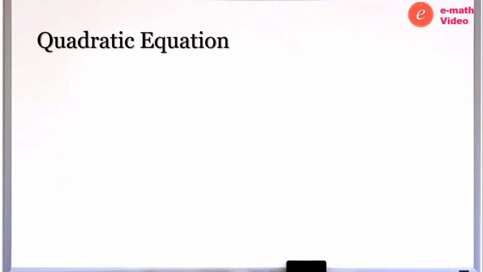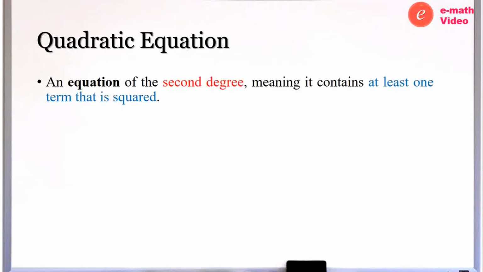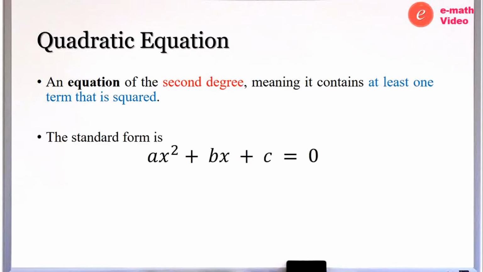This is how we define a quadratic equation. An equation of second degree, meaning it contains at least one term that is squared. It can be written in the standard form ax squared plus bx plus c with three conditions. a, b, and c are real number constants or numerical coefficients. a cannot equal 0 because we need at least one term that is squared. And x is an unknown variable.